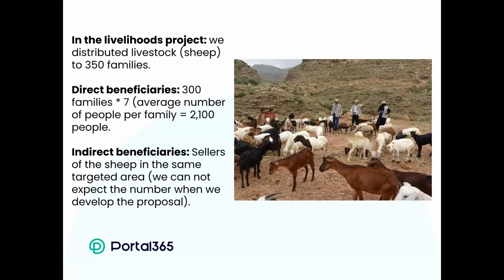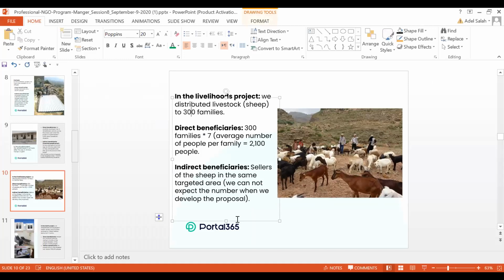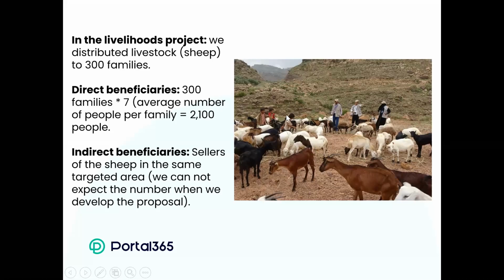Another example is a livelihoods project. We distributed livestock, sheep, to 350, or I think it was 300 families. So for the 300 families, we distributed sheep or livestock. If you ask about the direct beneficiaries, they will be 300. If we multiply by seven, which is the average number of people per family in Yemen, we will have 2,100 people who benefited from the intervention, from the distribution of livestock.